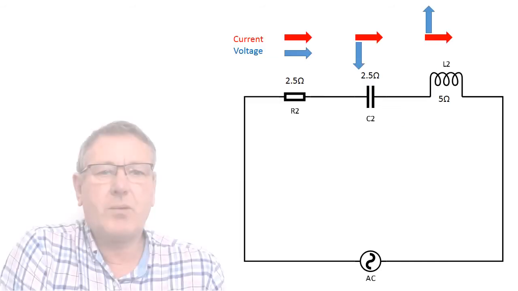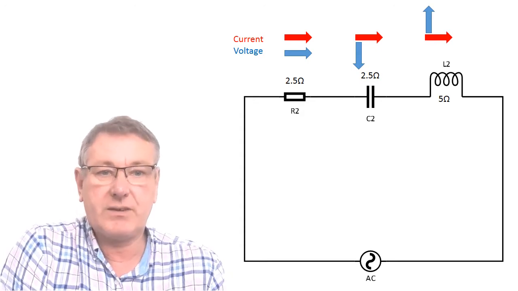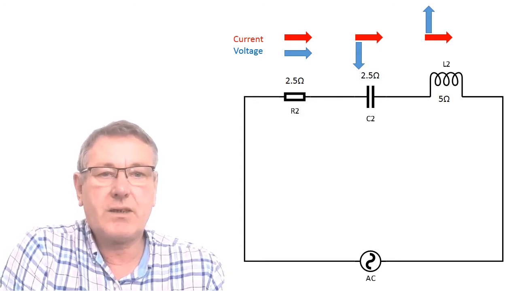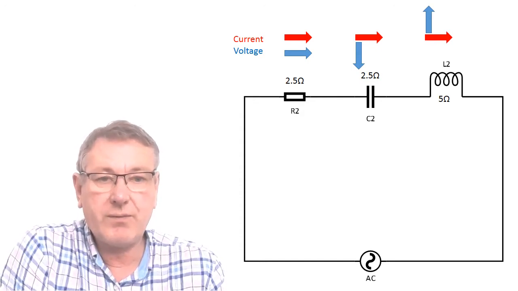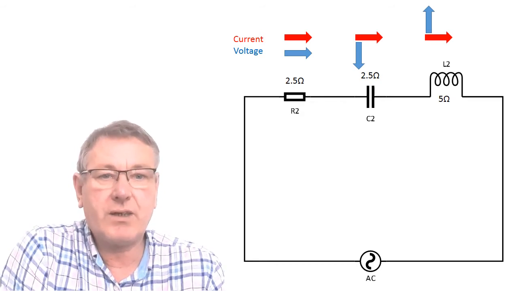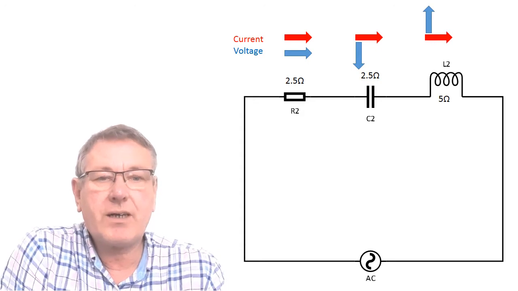Okay, so we're given the component values in this circuit, and we're going to attempt to work out the impedance of this circuit. We're given a resistance of 2.5 ohms, a capacitive reactance of 2.5 ohms, and an inductive reactance of 5 ohms. So we're going to try and work out what the impedance is going to be.